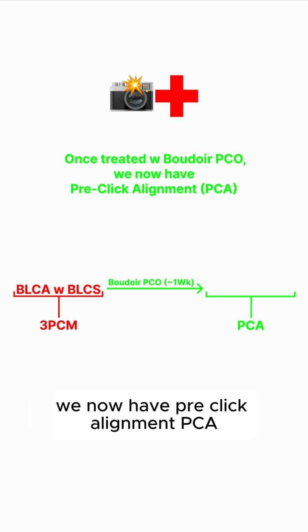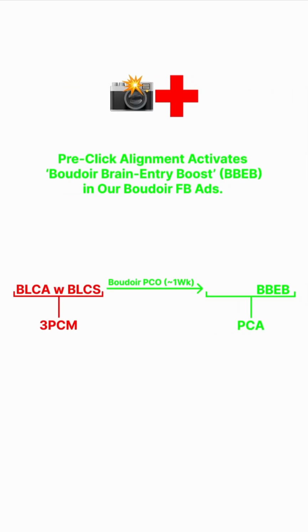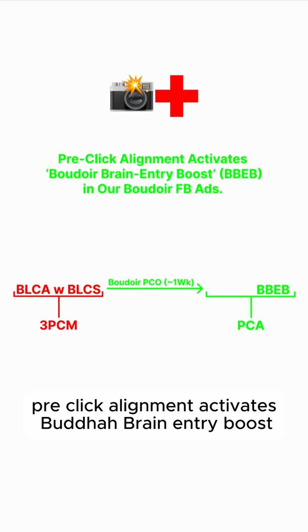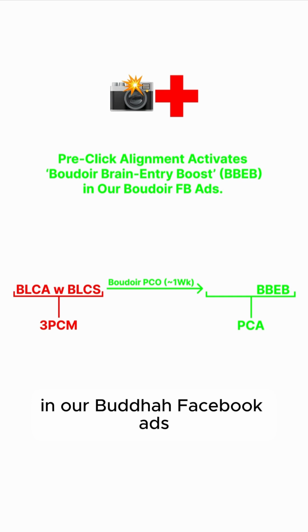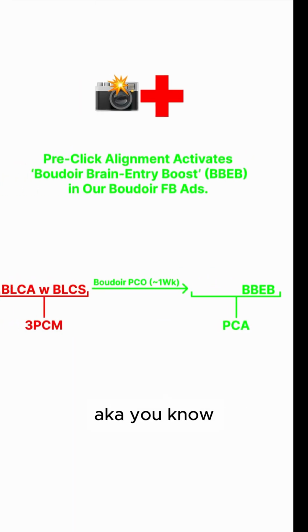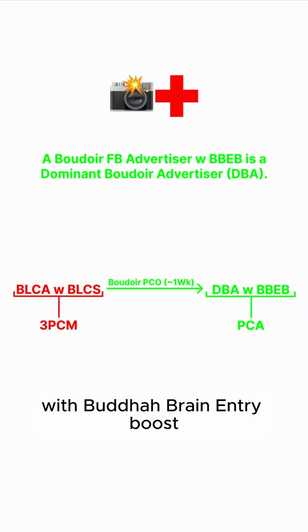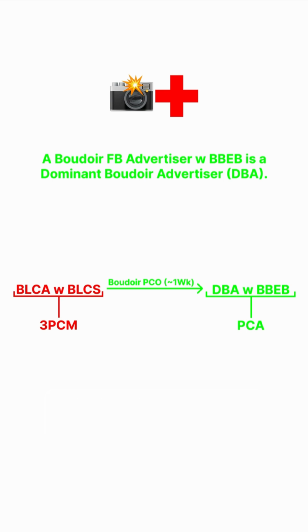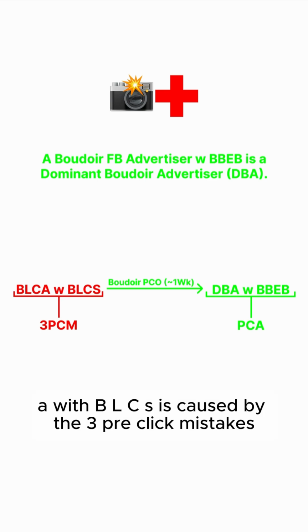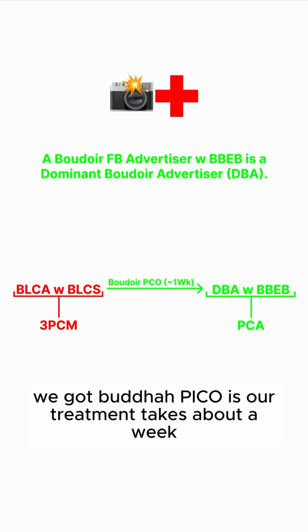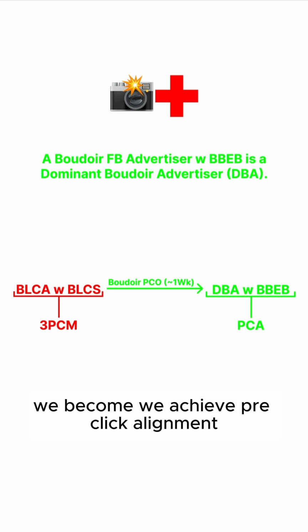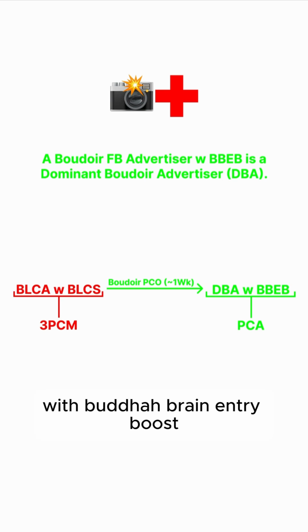Now, once treated with Boudoir Pico, we now have pre-click alignment, PCA. Pre-click alignment activates Boudoir brain entry boost in our Boudoir Facebook ads. AKA, we've got our unique CTR above 6%. And a Boudoir Facebook advertiser with Boudoir brain entry boost is a dominant Boudoir advertiser, a DBA. So this is our full universe here. A BLCA with BLCS is caused by the 3 pre-click mistakes. Boudoir Pico is our treatment, takes about a week. We achieve pre-click alignment. We become a dominant Boudoir advertiser with Boudoir brain entry boost.